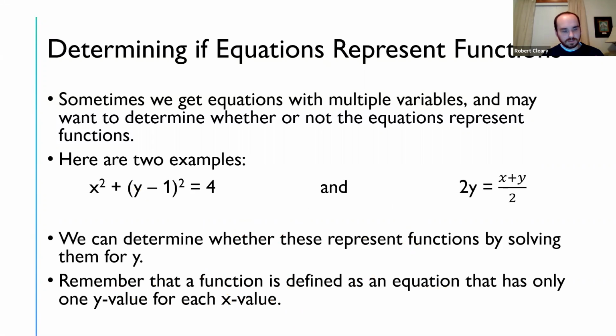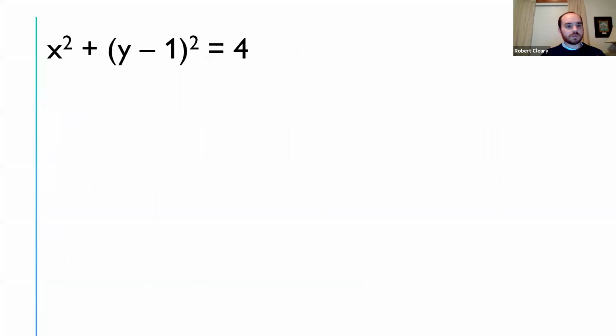This can be done, it's a little bit complicated. They have some pretty difficult examples on purpose, but I'm going to walk through them right here. So let's start with the first one. We have x squared plus y minus 1 squared equals 4. At the end, I'm going to tell you what this is actually a graph of, but if I told you that now, it would give away the answer.